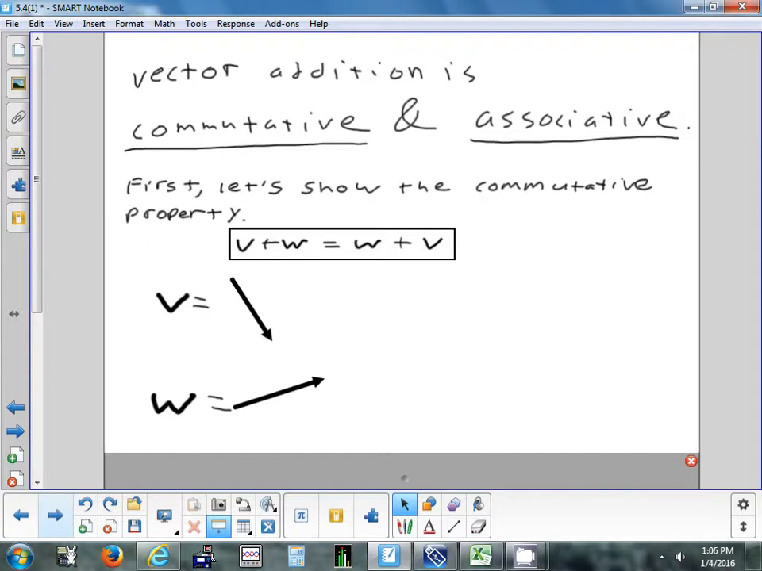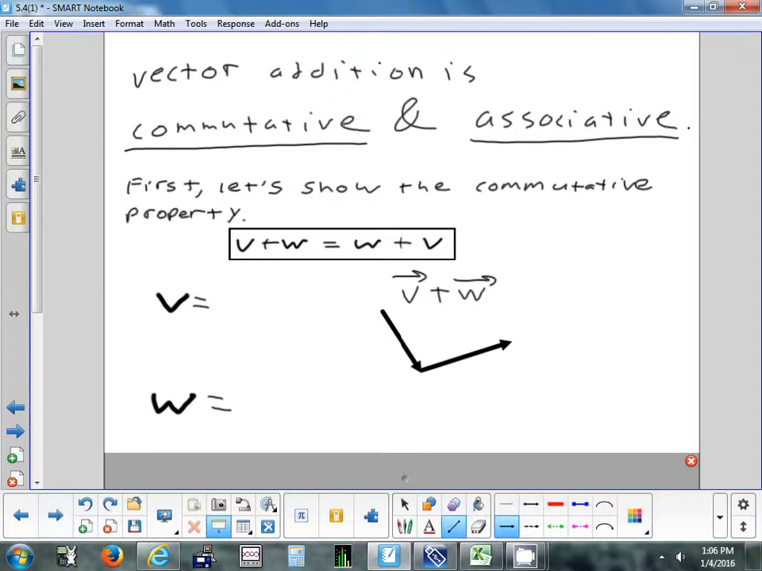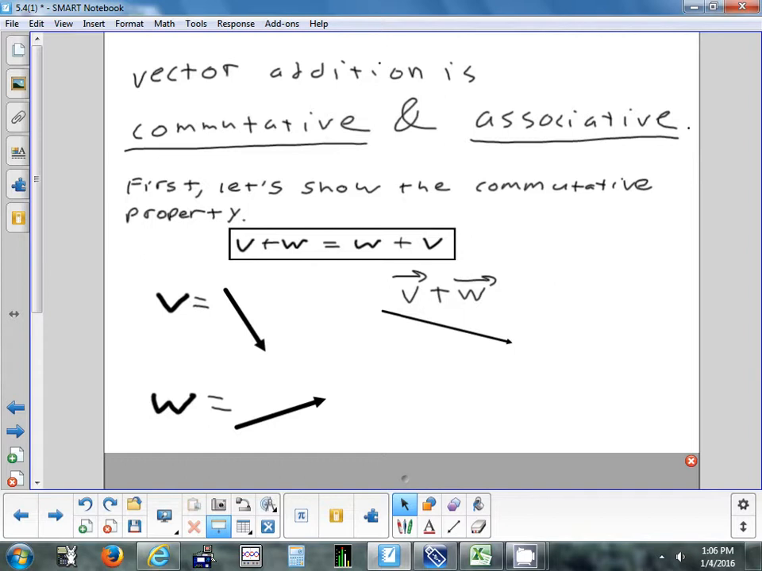All right, so the first way I'm going to do it is V plus W. So what I'll do is take V, put W on the end, draw my answer. Okay, that's V plus W. Okay, any questions on that?